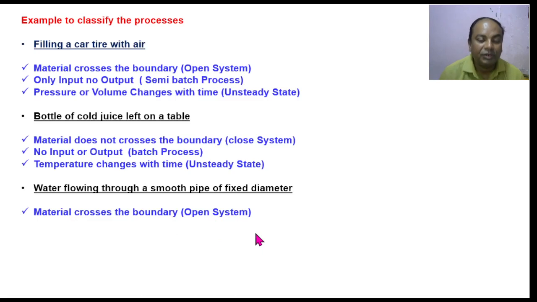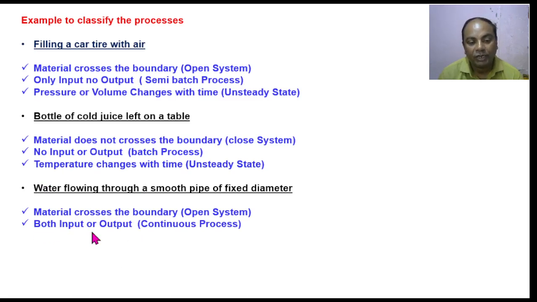When we talk about whether it is operating under batch, continuous or semi-batch process, we can say it is a continuous process, since it allows material to enter the system. Material remains in the pipe during the flow, and then it comes out of the pipe. There is both input as well as output, so it's a continuous process.